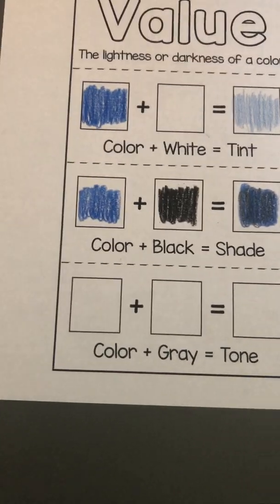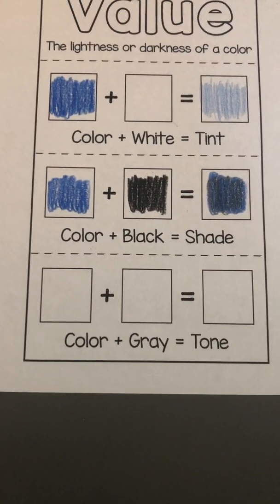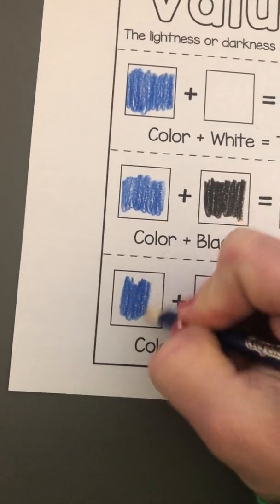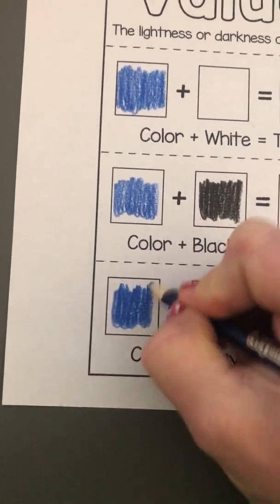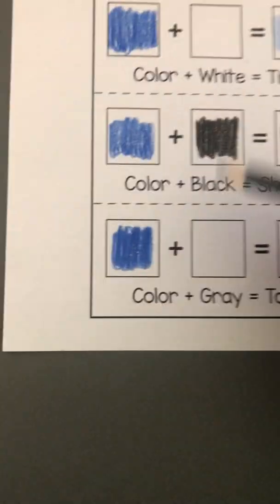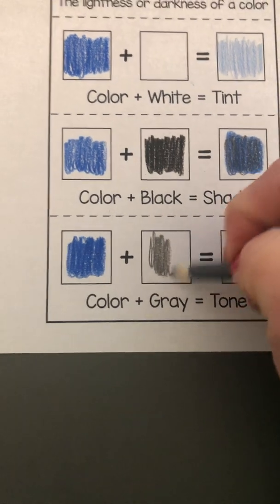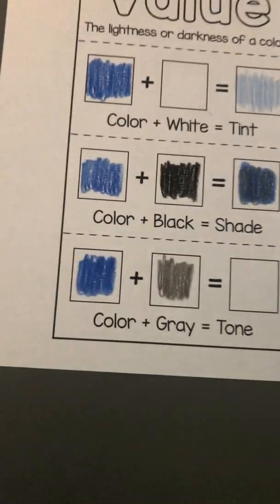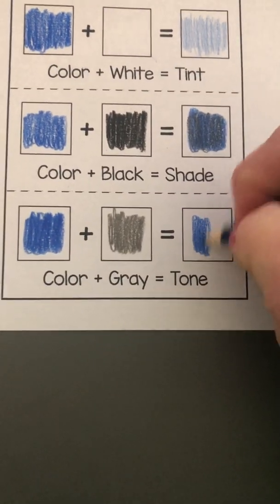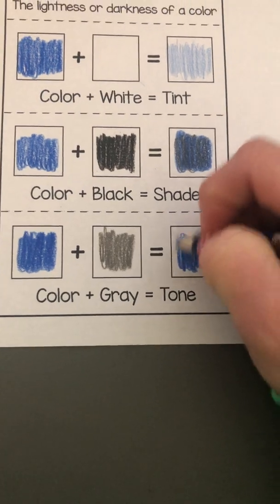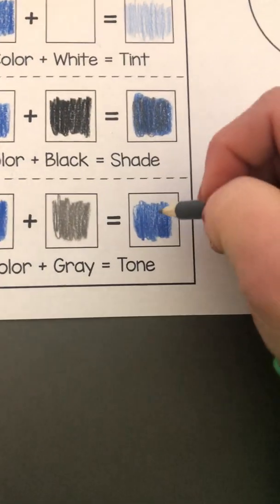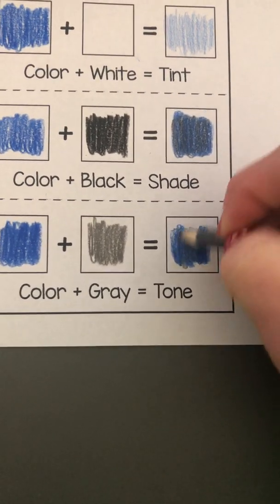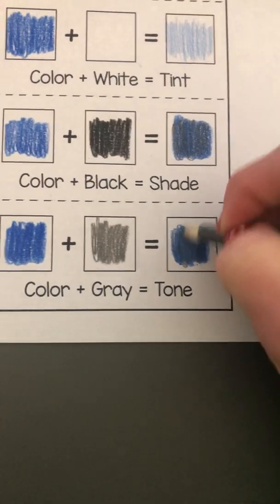And then lastly, we have a word you maybe have never heard before in this sense, and it's called a tone. So this is when we take your color and we add gray. When you add gray to a color, it's called a tone. Think about it as it tones down your color, so it makes it not as vibrant. So you can do the same thing here like we did with black to create the shade. You can use your color, and then you can just overlap your gray to create the tone. So it's just a toned down blue.